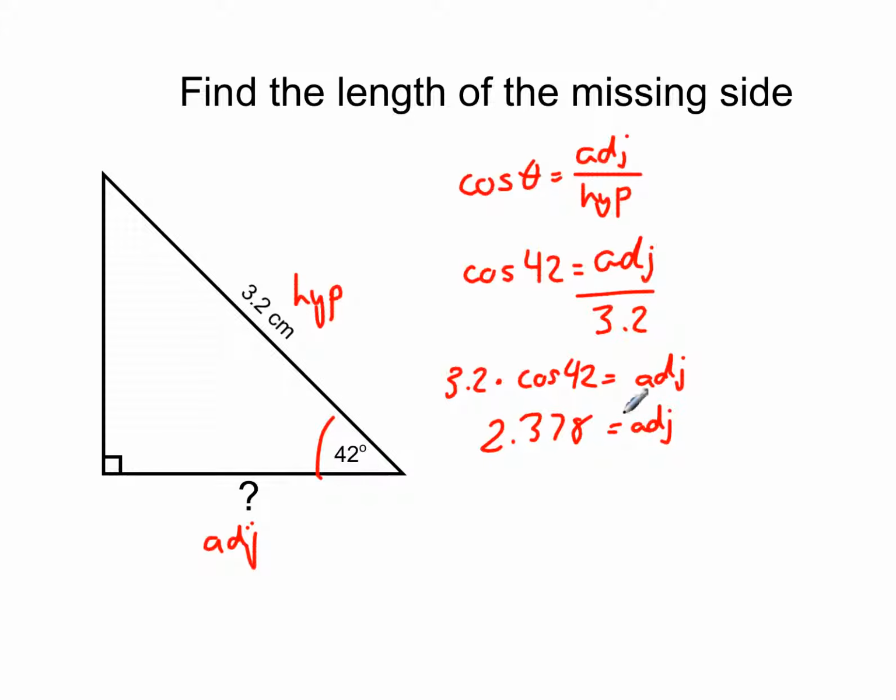What does this number mean? Well, it's the adjacent side. What about the adjacent side? It's its length. So the length of the adjacent side is 2.378 centimeters, was the unit.